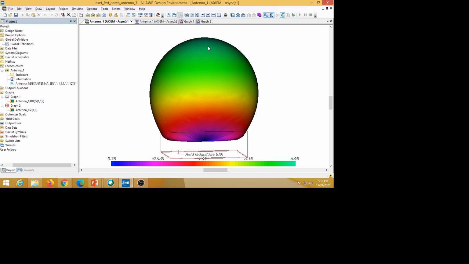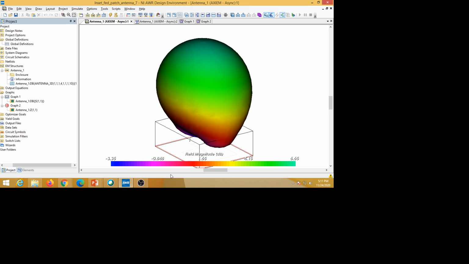Wherever green is there, that is a maximum radiation. Green color is a maximum radiation, blue is a minimum radiation. Here orange is a medium radiation. So 6.65 is a maximum radiation, that is along the z-axis here. Okay, we will be having like this. So this is the 3D radiation pattern you're supposed to get.